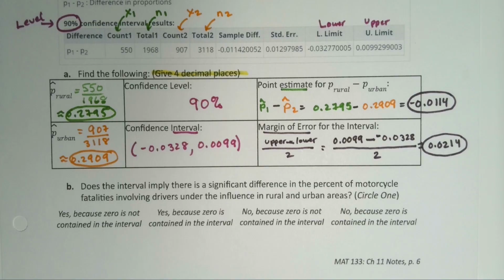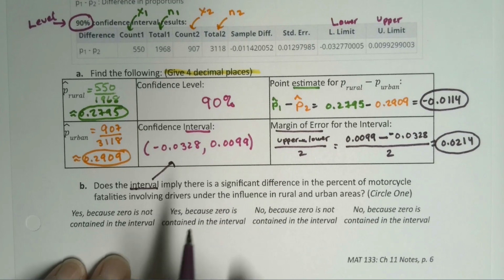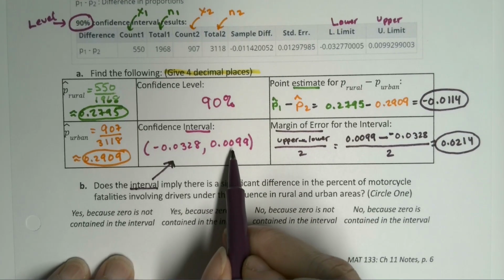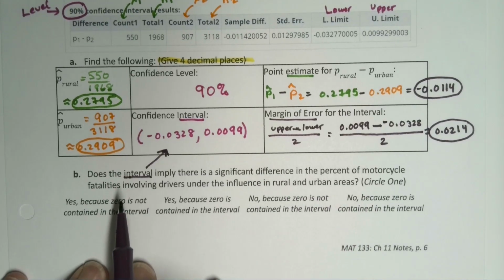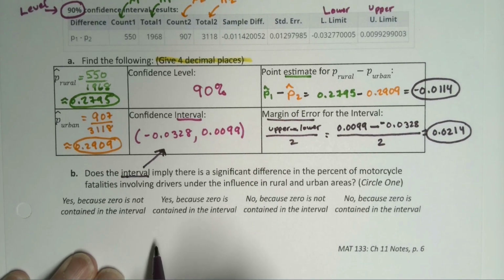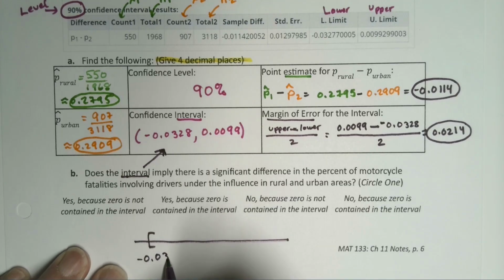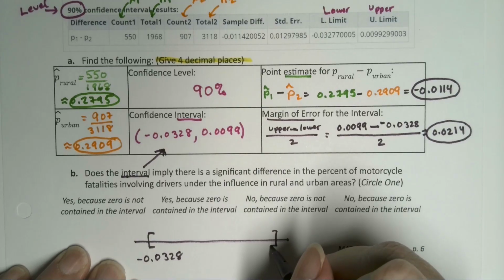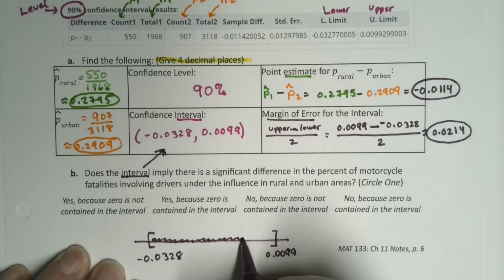Now, does this interval, remember, the negative 0.0328 to the positive 0.0099, does that imply there's a significant difference in the percent of motorcycle fatalities involving drivers under the influence in rural and urban areas? Okay, so let's think about this for a second. We think that the difference in the proportion of fatalities for rural and urban areas is anywhere from negative 0.0328 to positive 0.0099. Somewhere in there, we are 90% sure.